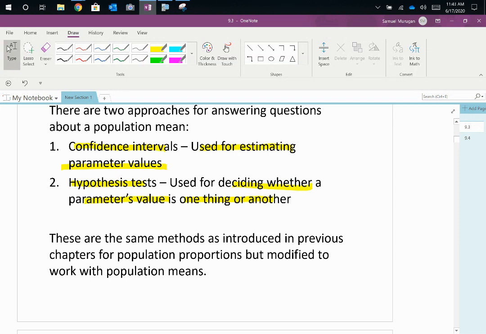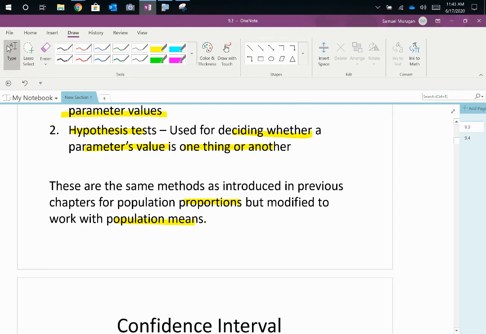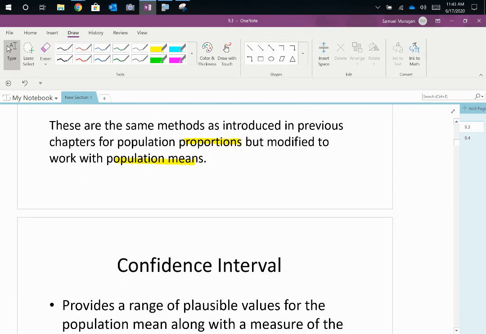These are the same methods as introduced in the previous chapters for population proportion, but modified to work with population mean. So instead of using proportion this time, how many successes out of a total population, we're using population means and standard deviation to compute either the confidence interval or the hypothesis test.